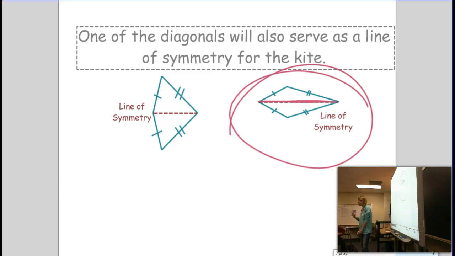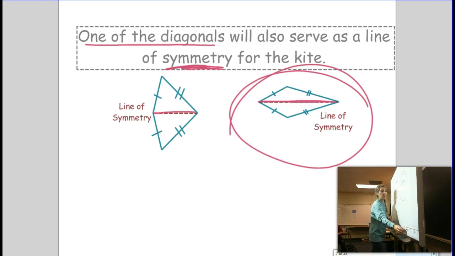This is what 95% of the time it'll look like. Sometimes, though, I don't want you to be fooled. Sometimes the line of symmetry can be the shorter diagonal, but doesn't that look like a really funky kite? I had to really force myself to draw it that way because I don't normally draw it that way. So anyways, one of the diagonals is going to be a line of symmetry. 95% of the time, it'll be the longer diagonal. But I just wanted to show you that it could be the shorter.